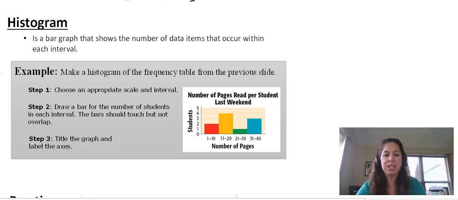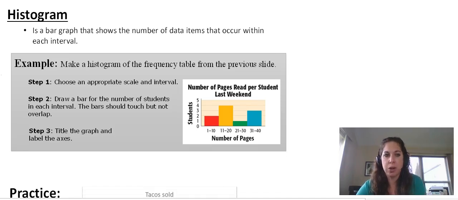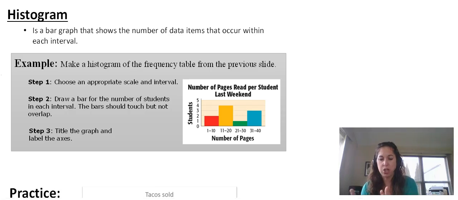A histogram is very similar to a bar graph. The difference is histograms show the number of times something occurs. So you have intervals and it shows how many times something occurs. A bar graph is for categories. So for instance, how many people like the color blue? How many like green? How many like red?